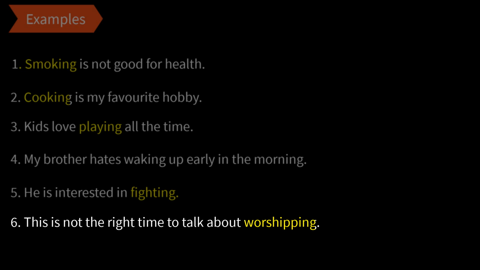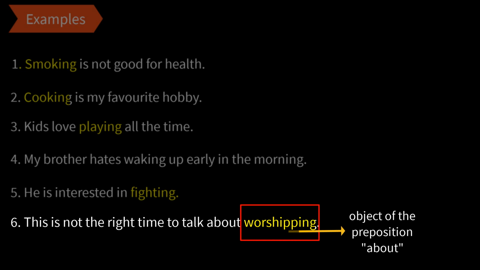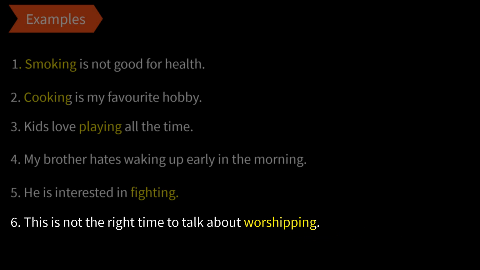What is it working as here? Is it working as the subject of the sentence? No, because the subject of the sentence is this, right? Is it working as the direct object or the object of the verb here? No, because we don't have an action verb here. So what is it working as? It's working as the object of the preposition about. This is not the right time to talk about what? Worshipping. So worshipping is the gerund here that's working as the object of the preposition about. So a gerund also works as the object of a preposition. Let's look at the next example.